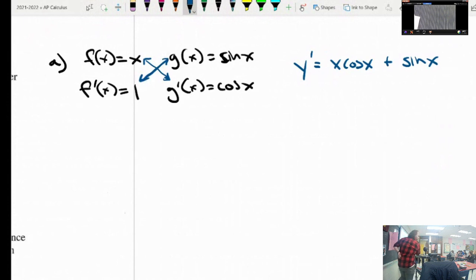And again, the nice thing about the product rule is that the order does not matter, so you do not need to memorize which one goes first or second, because you're just multiplying and adding. So sine of x plus x cosine x is also valid. And all the same rules apply.